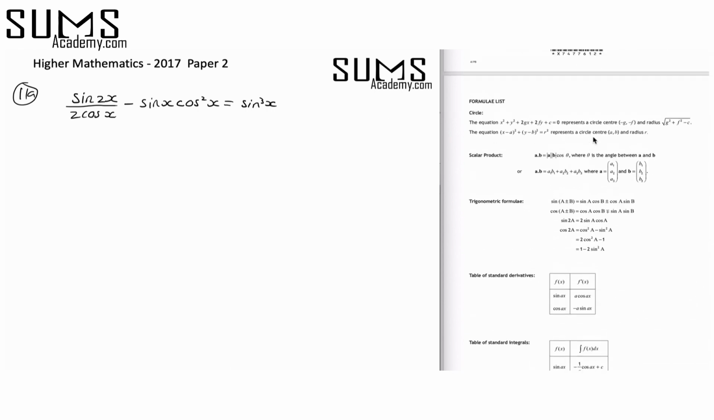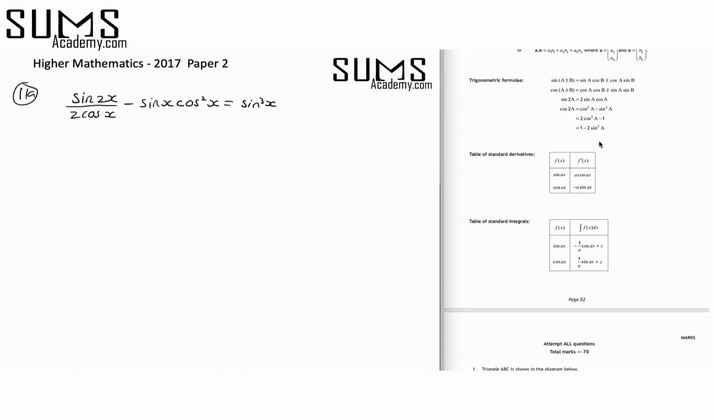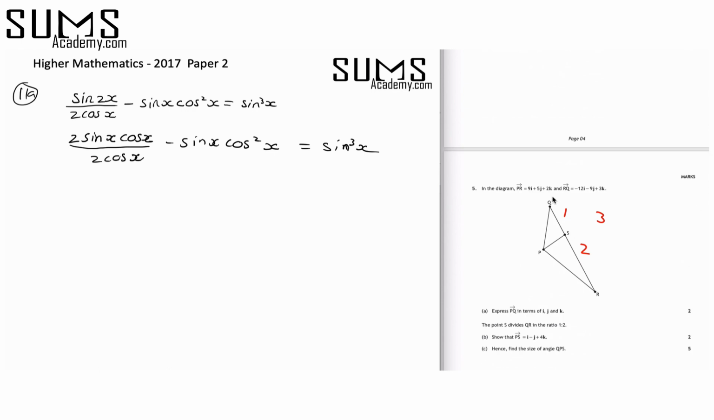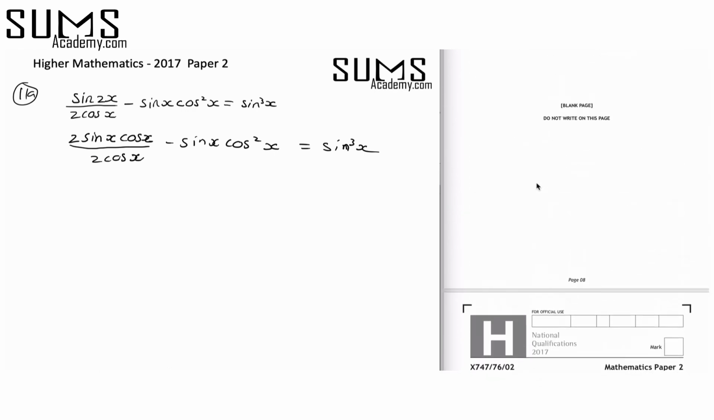So we'll go up to our formula sheet, and which one? There's only one available, so we'll substitute in this for this value here. So this just then becomes 2 sin x cos x over 2 cos x minus sin x cos squared x. I'm saying this is equal to sin cubed x. So back to the question.